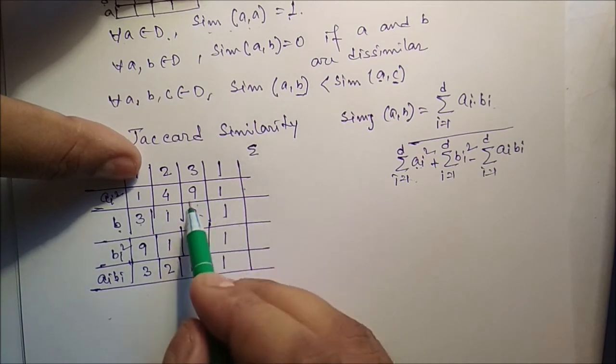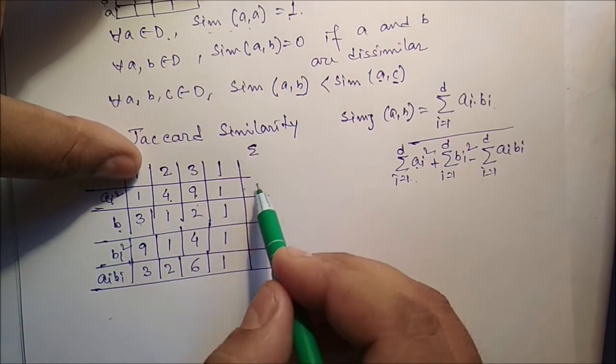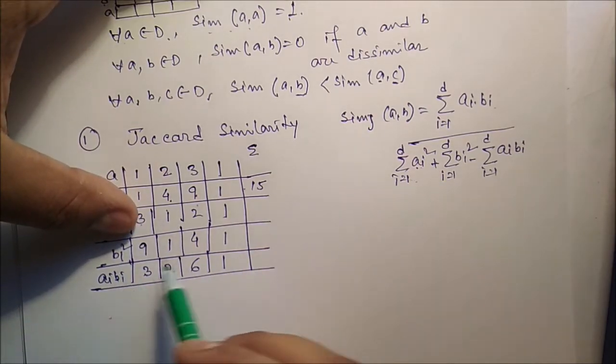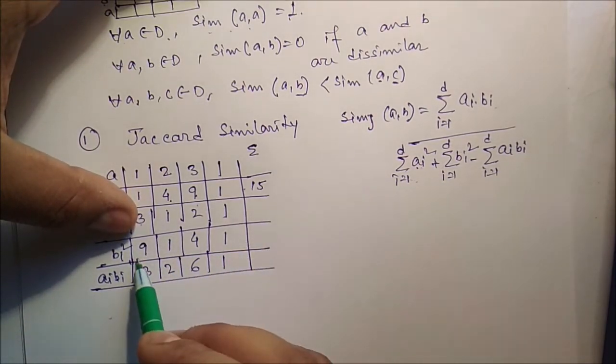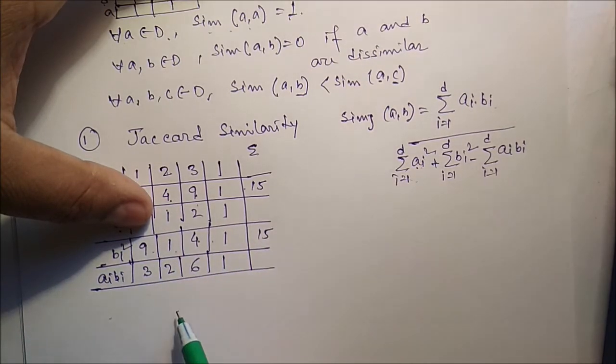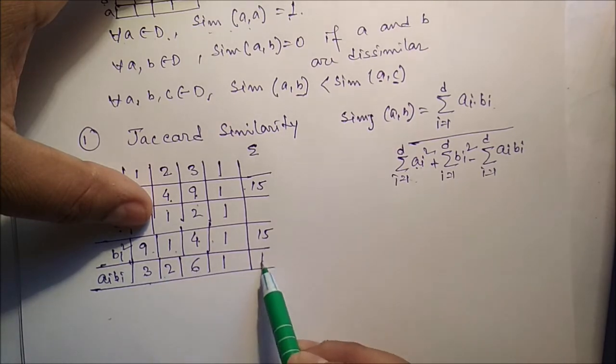So if you add all these things, 9 plus 4 is 13, 14, 15. It should be 15. Similarly, summation of Bi square: 9 plus 4 is 13, 14, 15. It is also 15. And what about AiBi? 6 plus 3 is 9, 10, 11, 12. So this is 12.